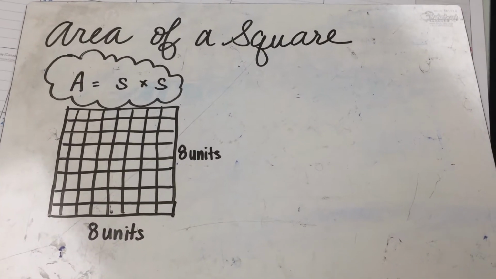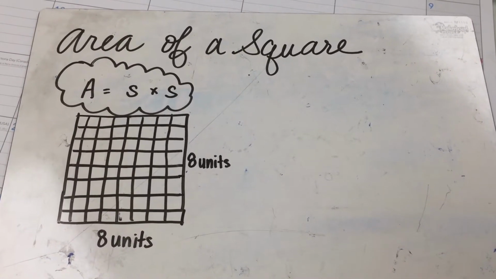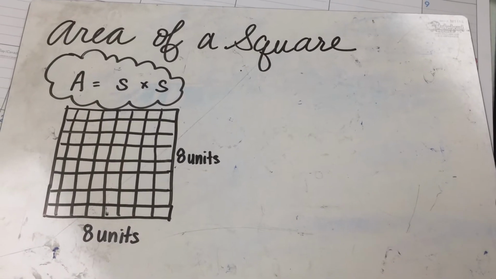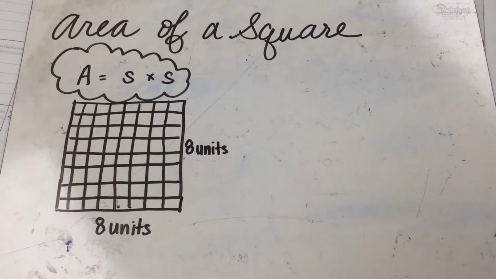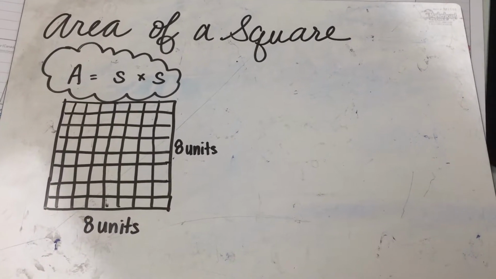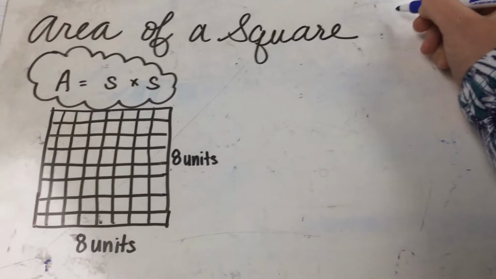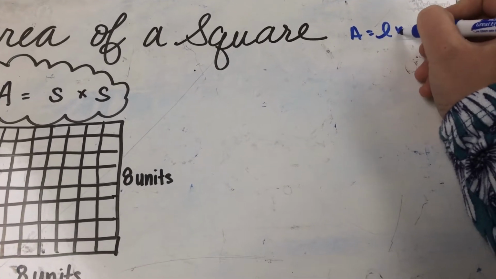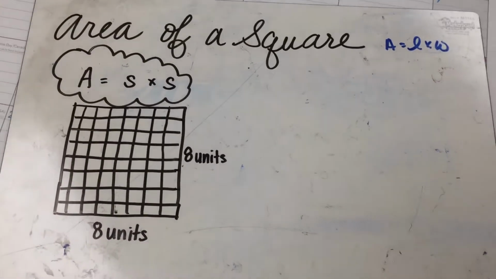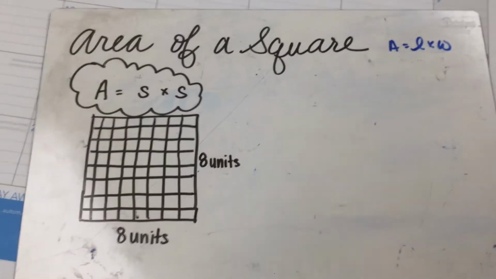All right, fourth grade, it is time for math. Again, I'm doing the video like this because I want you to see my work really clearly and focus on that mostly. Yesterday we learned about the area of a rectangle and how to find that. If you remember correctly, the formula for the area of a rectangle is A equals length times width, correct? Yes. So we're going to learn how to find the area of a square.